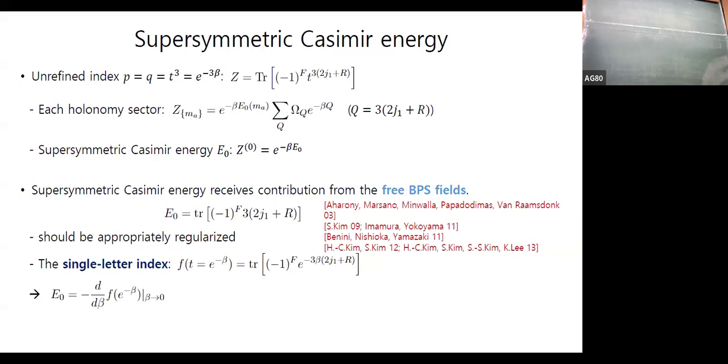So where have you regularized this? Where is the regularization procedure in this? Basically, we are using the single letter index as the regulator. If you just naively sum over all the free oscillators, this will be divergent, since you have an infinite number of oscillators. So you can use the familiar zeta function regularization if you wish, but here we have the single letter index, which is more convenient. The exponential is kind of a regulator.